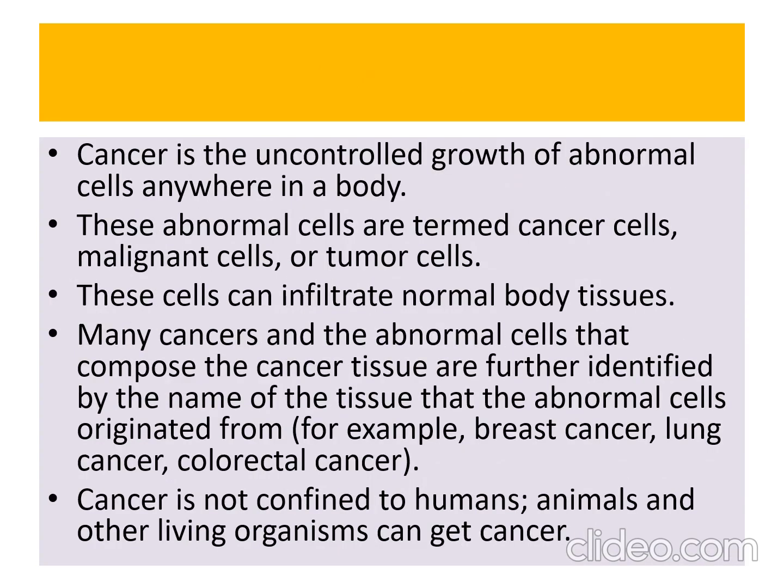So cancer is uncontrolled growth of abnormal cells anywhere in the body. These abnormal cells are termed cancerous cells, malignant cells, or tumor cells. These cells can infiltrate into the normal body tissue cells. Many cancer and abnormal cells that compose the cancer tissue are further identified by the name of the tissue that the abnormal cells originate from. For example, breast cancer, lung cancer, colorectal cancer. Cancer can occur in humans, animals, and other living organisms.